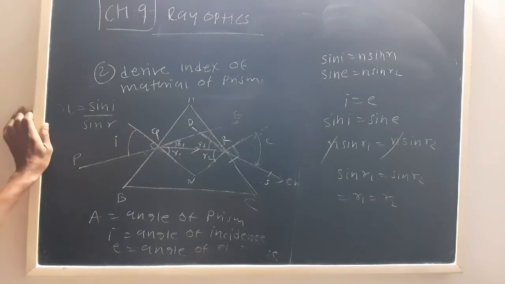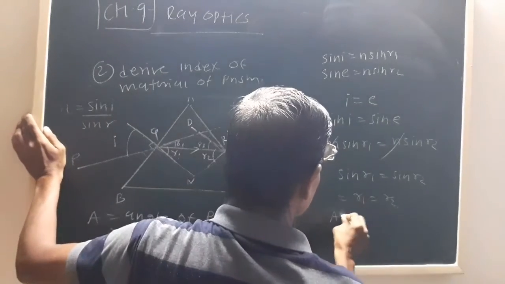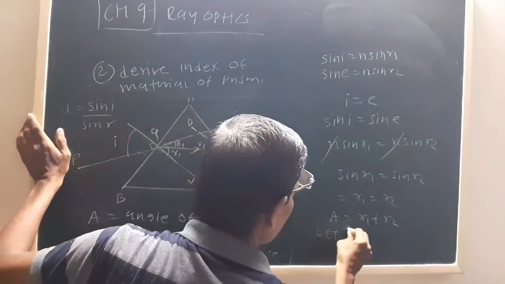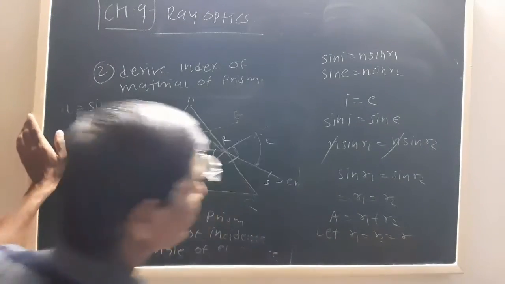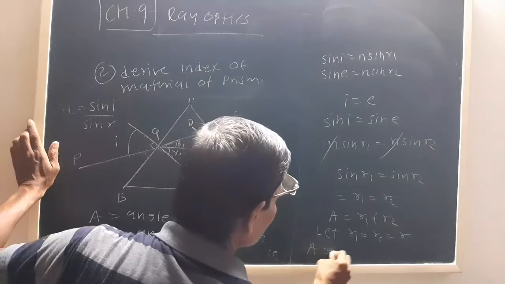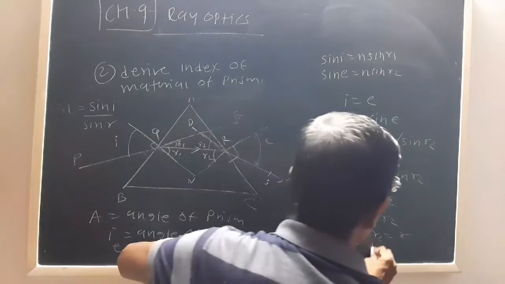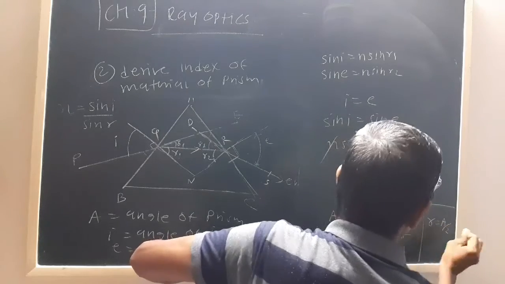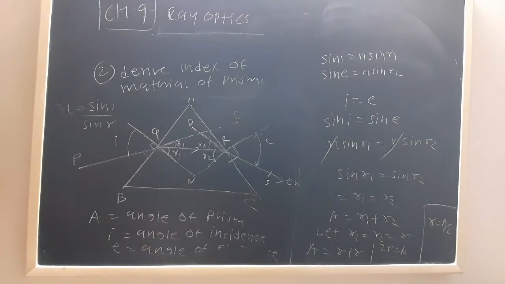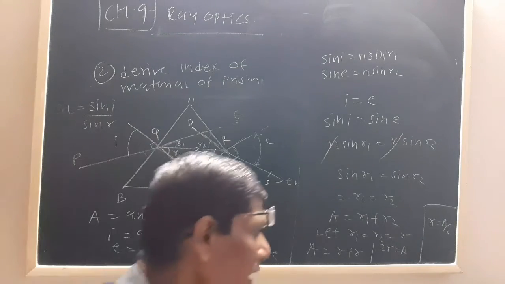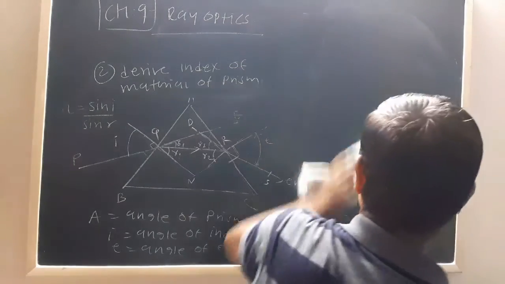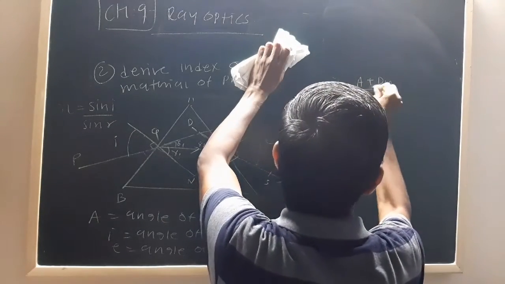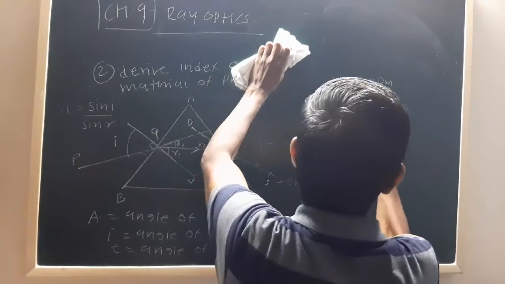Now recall our equation: A is equal to r1 plus r2. Let r1 equal r2 equal r. If I substitute, A is equal to r plus r, or 2r is A, so r is equal to A by 2. So now see what we have obtained: i is equal to (A plus Dm) by 2, and r is equal to A by 2.